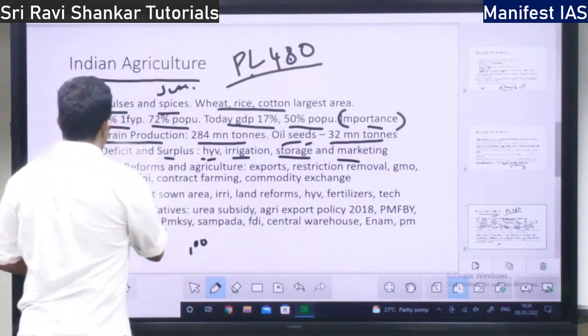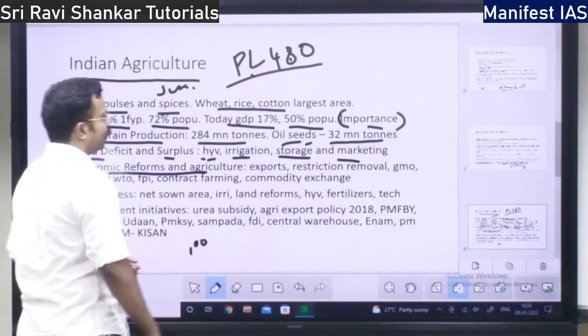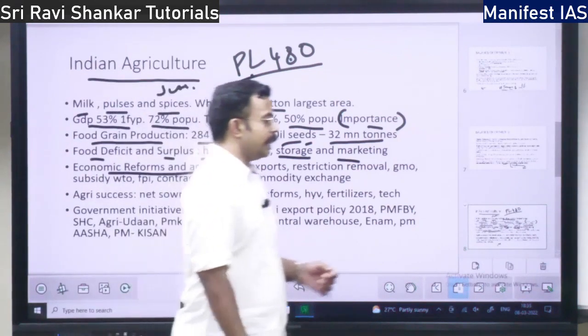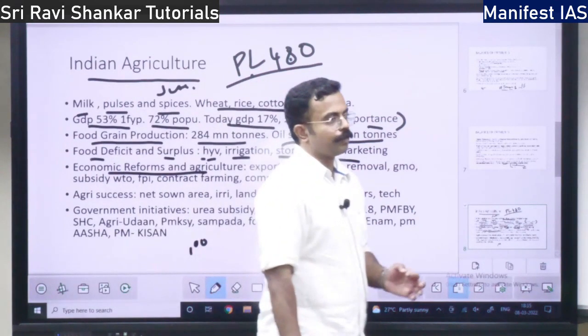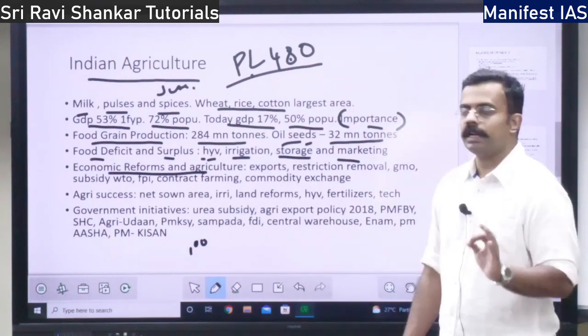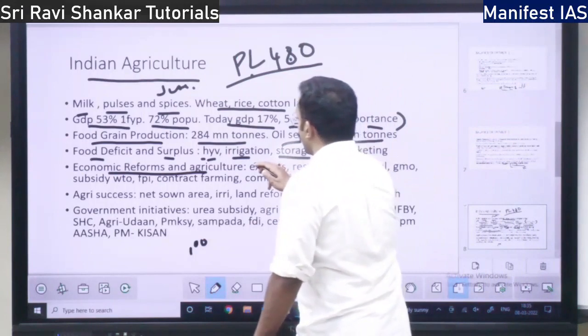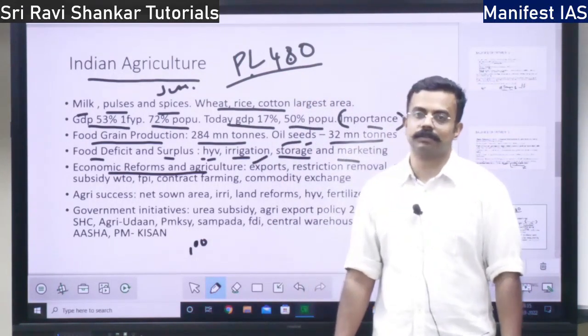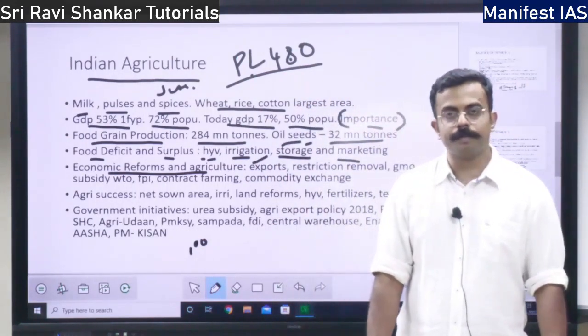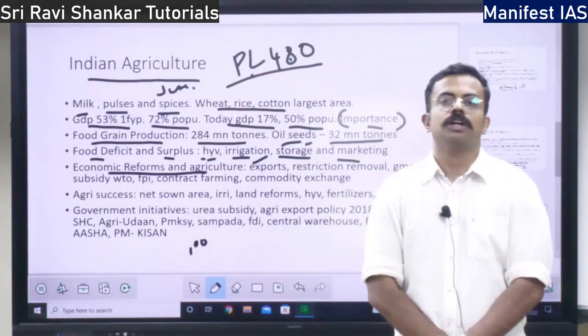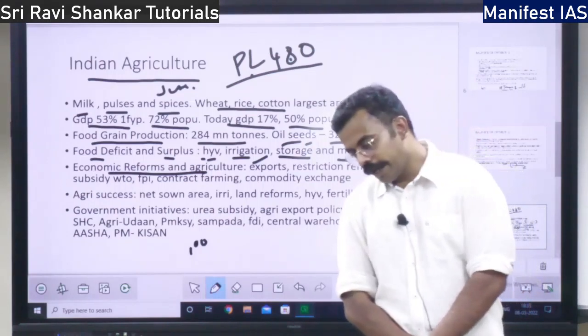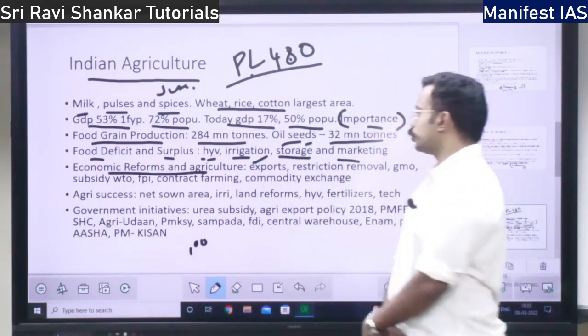So, economic reforms and agriculture. The 1991 economic reform. Right? When the Indian economy was opened, our agricultural exports increased. Agricultural exports from India increased because a lot of foreign exchange came into India. Since it is an open economy, we could export our agricultural products to other countries.